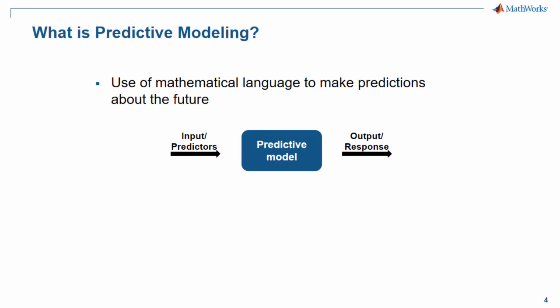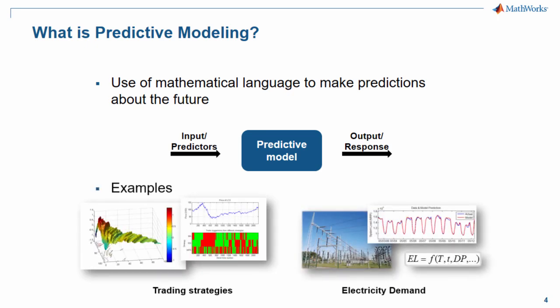So the world of predictive modeling is utilizing mathematical languages to make predictions about the future. Once we have some kind of model trained, and we're going to look at regression and machine learning, then that is going to be something that accepts some inputs or predictors and generates for us some kind of outputs or response. This is an area that goes across many industries and application areas. As I said, we're looking in the context of algorithmic trading. Just one other example you can see here is maybe looking at building predictive models of electricity demand throughout the calendar year.